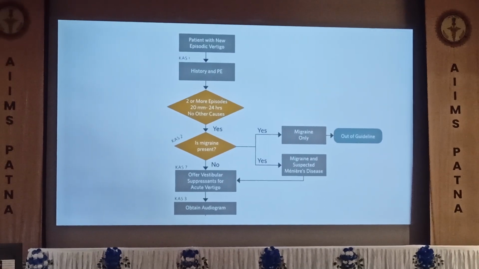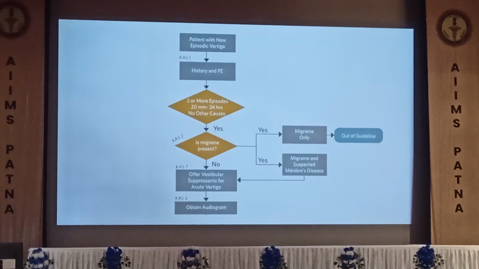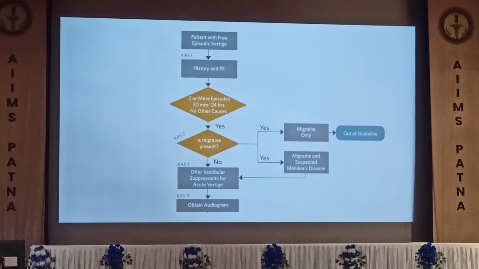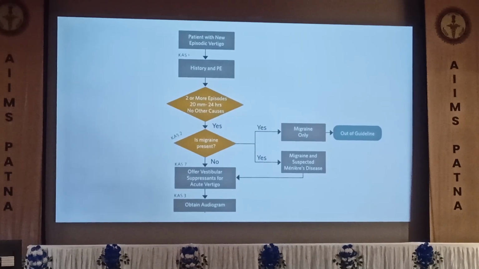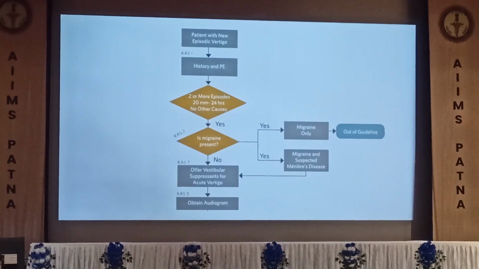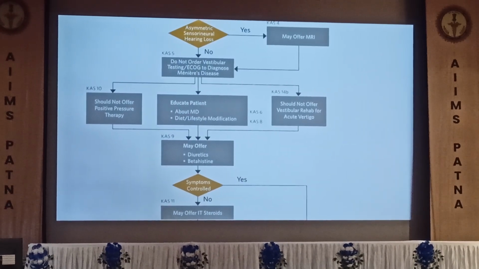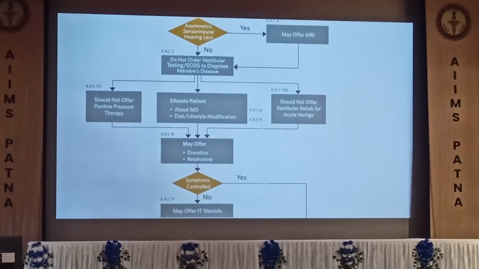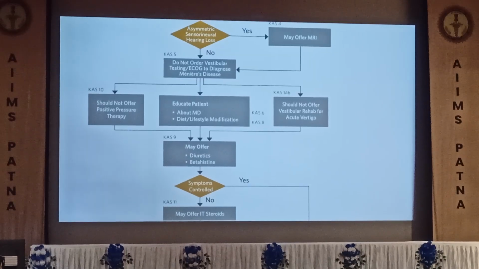Patient comes to you, take a good history and physical exam. Two or more episodes, as I said, you diagnose a Meniere's patient. If migraine is present, they go out of the guideline only if there is migraine. If there is suspicion, they come back to this, and then you offer them acute vestibular suppression for acute attack, obtain an audiogram, asymmetric hearing loss, go for an MRI if you want. Do not order extra tests, should not offer Meniett device or positive pressure therapy.